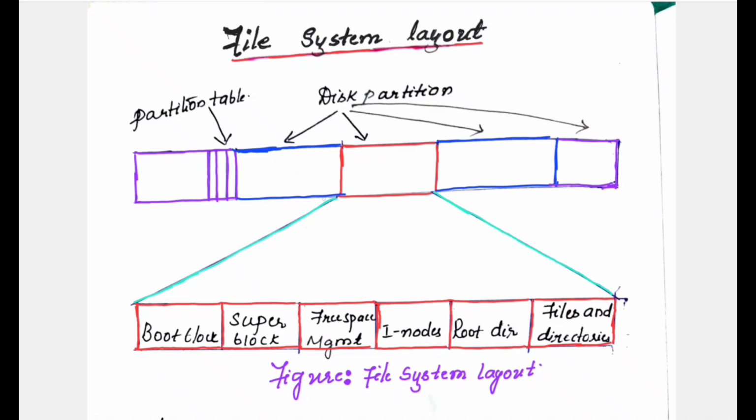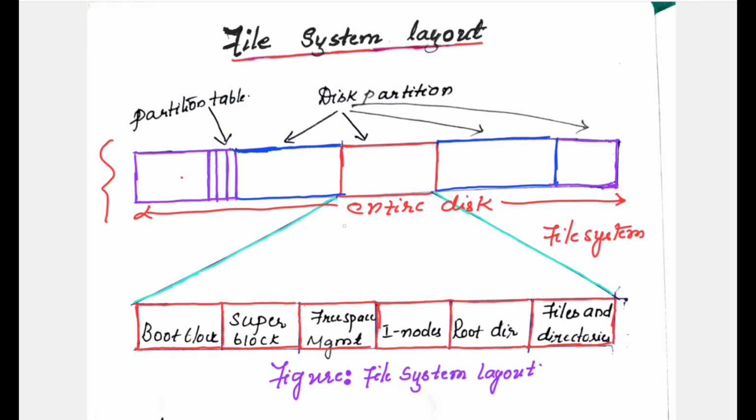The very first thing I have shown here is in this part of the diagram. This is the entire disk. This disk will have different partitions here. But since you are studying the layout of a file system, you should first know what a file system is. So what is a file system? Every partition is hosting an independent file system.